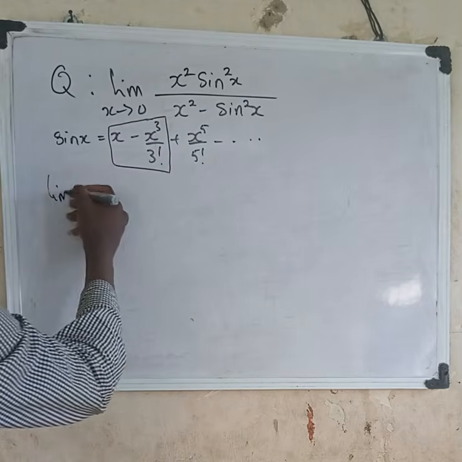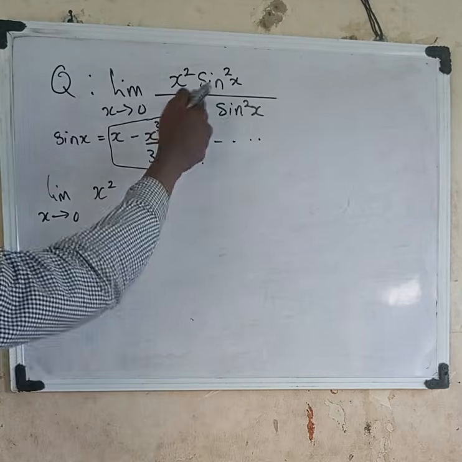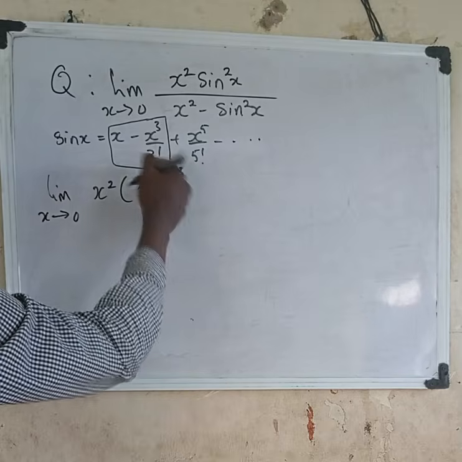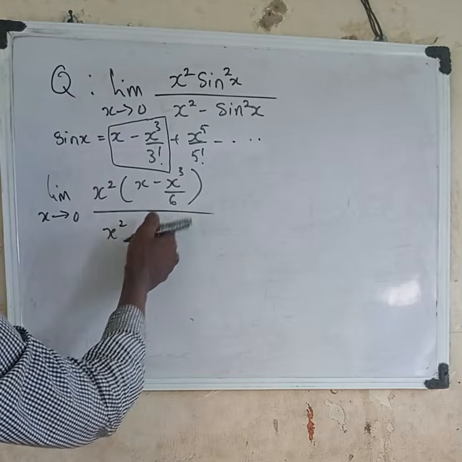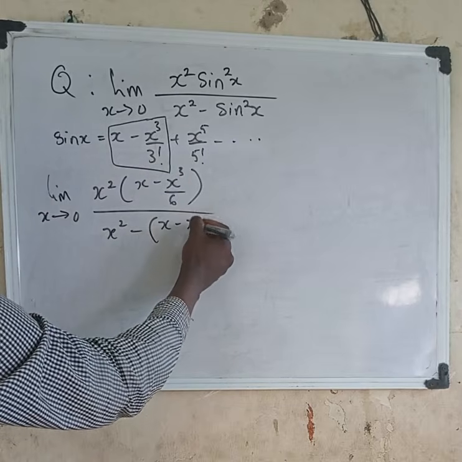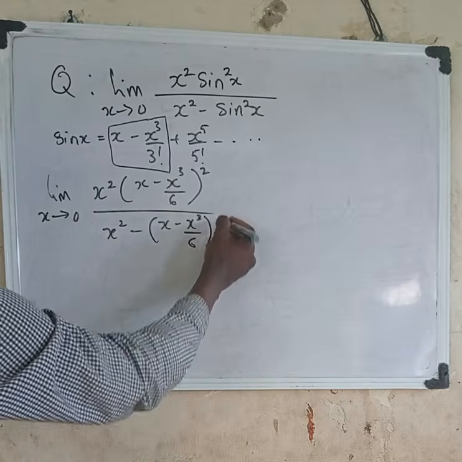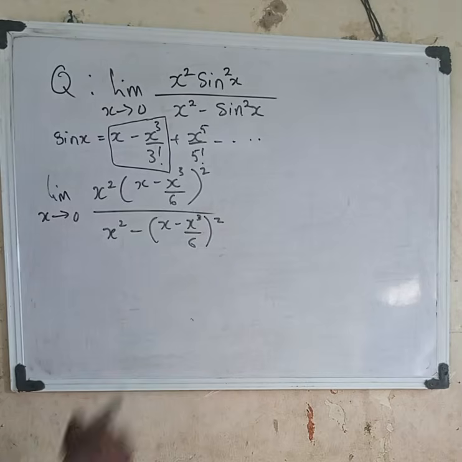So we have the limit as x approaches 0, then I put my x squared, then my sine squared x, I have x minus x cubed over 3 factorial, which is 6, right? Then divide by x squared minus this one also, I'll put sine squared x, x minus x cubed over 6, all squared. So what are we going to do here now? We are going to open the bracket.